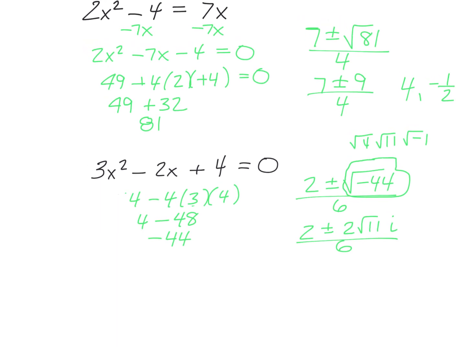Now you can see you can take a 2 out of all of this. And if you do, you would end up with this. And you could leave your answer just like that. There are two complex roots, so this parabola would never cross the x-axis.